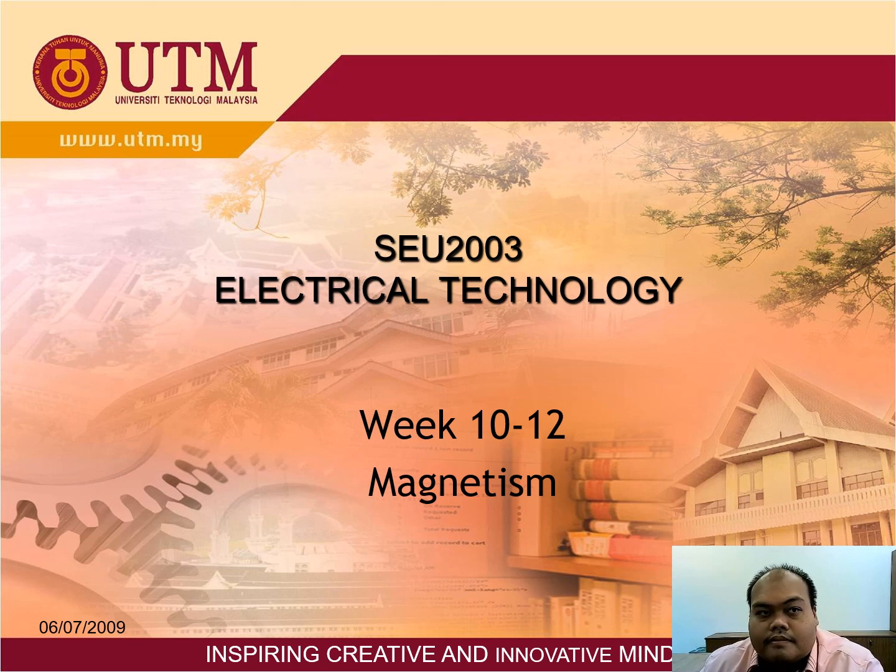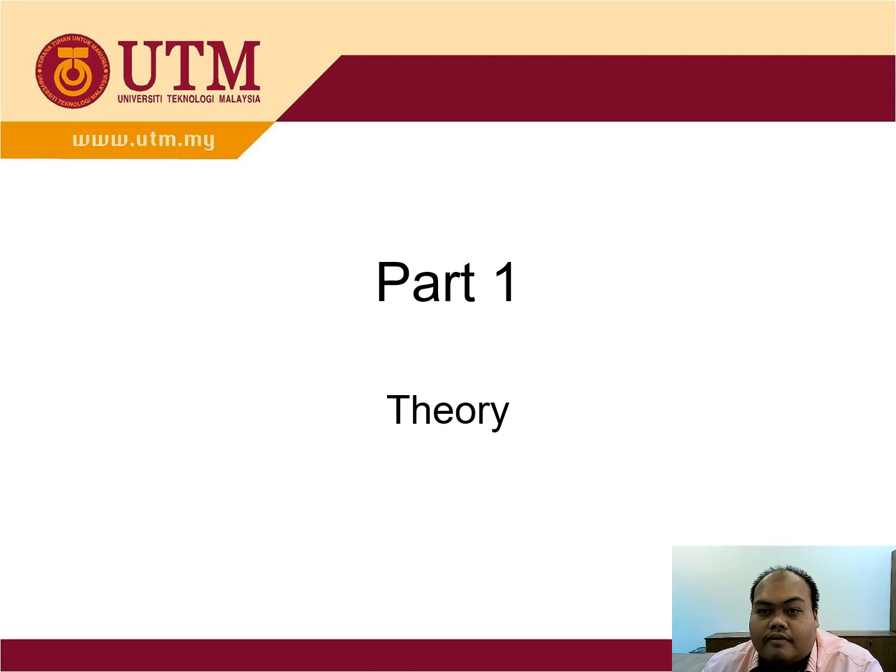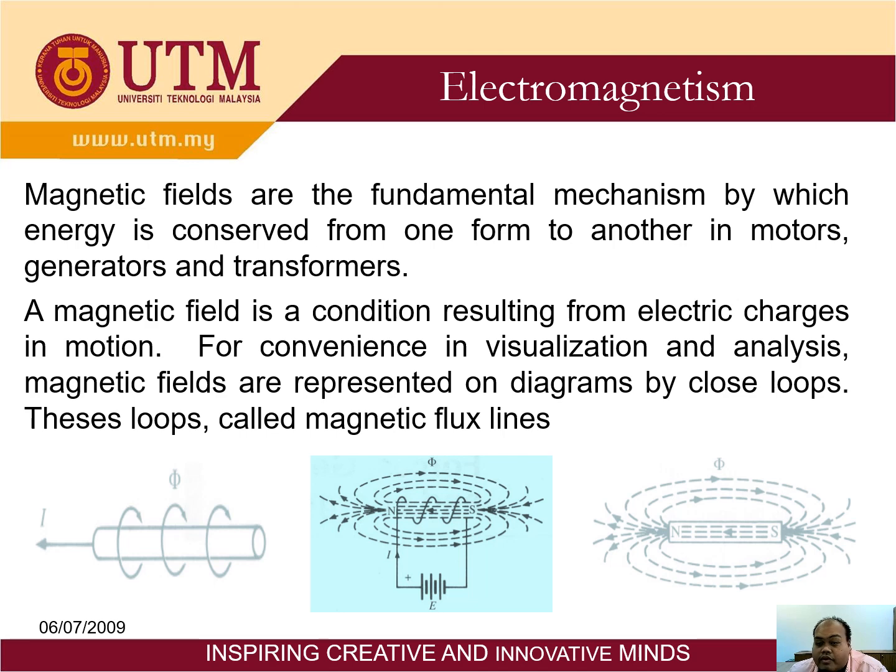So we start with the first part, which is theoretical. For the theoretical part, you need to know the definitions, and some equations you need to memorize. But usually you have to understand the definition and the application. If the question asks what is electromagnetism and where it is used, usually you can answer that it is used in motors, generators, or transformers.